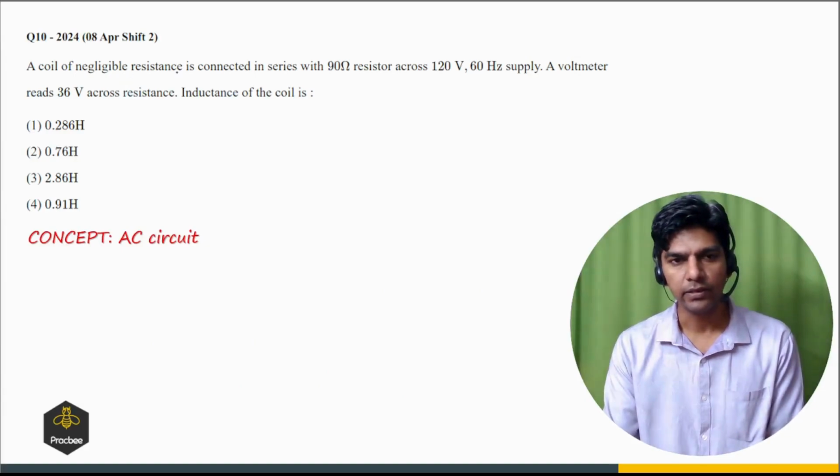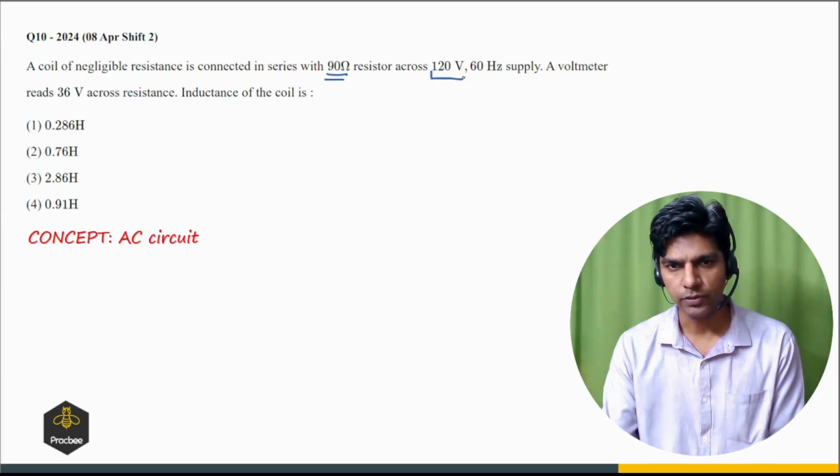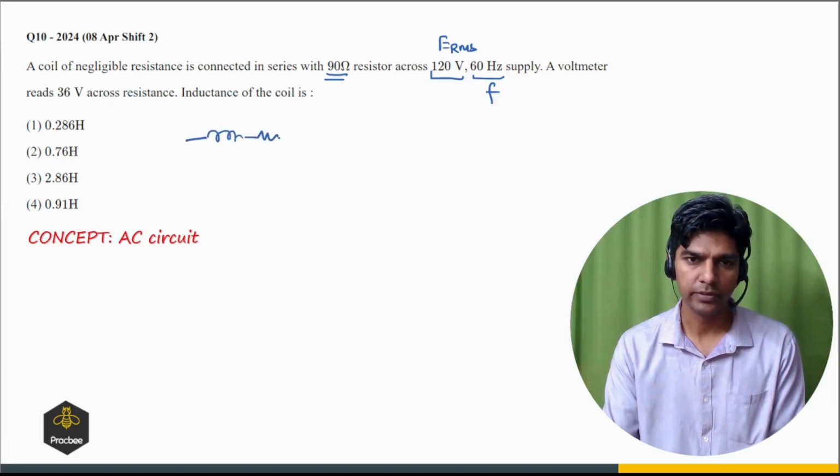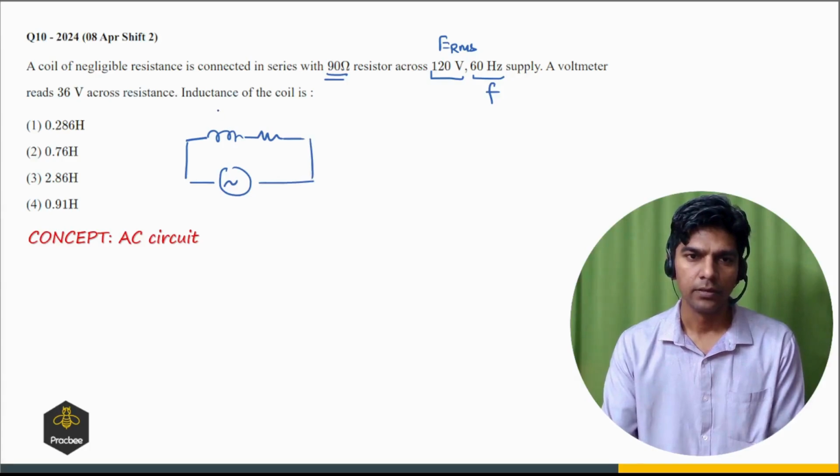A coil of negligible resistance is connected in series with a 90 ohm resistor, and the AC source is 120 volts and 60 hertz. So this is the RMS value, and this is the frequency. Now we have an LR circuit. So there is a coil which is connected with a resistor, and this coil is ideal. It has no resistance, and it is connected with an AC source. So let us take this as L, and this is 90 ohms, and this is 120 volt, 60 hertz.